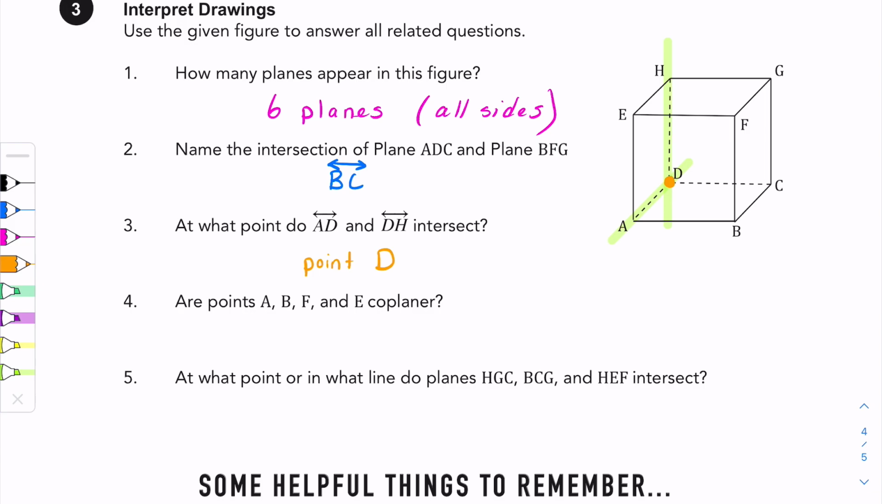Number 4, are points A, B, F, and E coplanar? Well, let's highlight them. We have A, we have B, we have F, and we have E. If I was to highlight these, they could be coplanar. If you think about a classroom or a room, it could be the 4 corners of that wall. So I will say yes, these are coplanar.